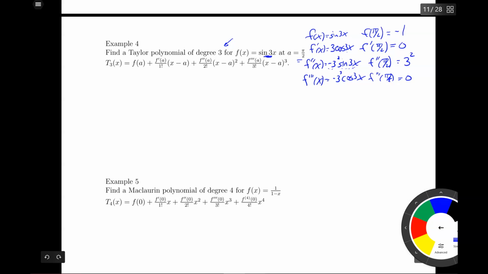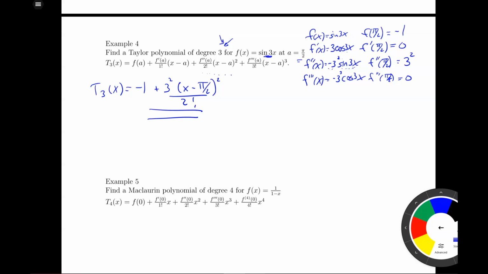Okay, I don't need to establish the pattern, remember. I just need to plug in the information. So I get negative 1. The next term is 0, so I'm going to go right to this term here. So I'll have plus 3 squared times x minus pi over 2 squared over 2 factorial. The next term is 0. So there's just 2 terms for this polynomial of degree 3 because the information gives us 0 from the derivatives. That's fine. It's not the number of terms. Degree 3 means go up to that third derivative.